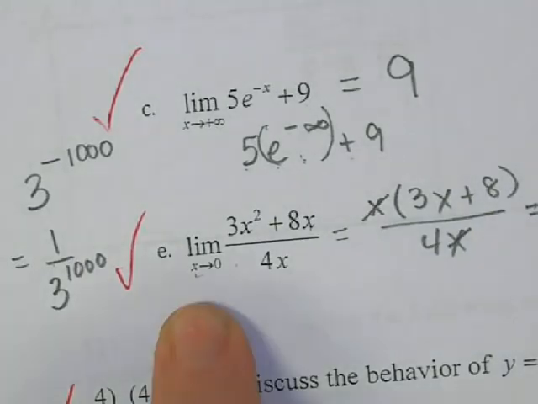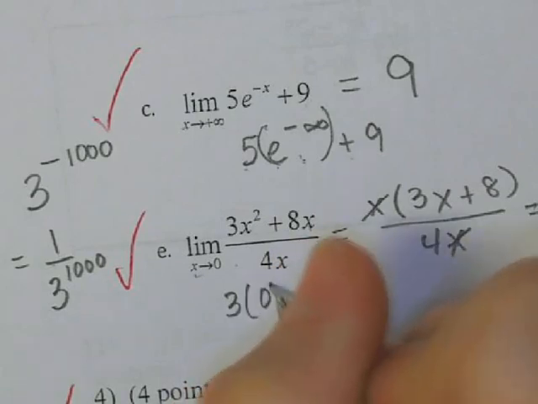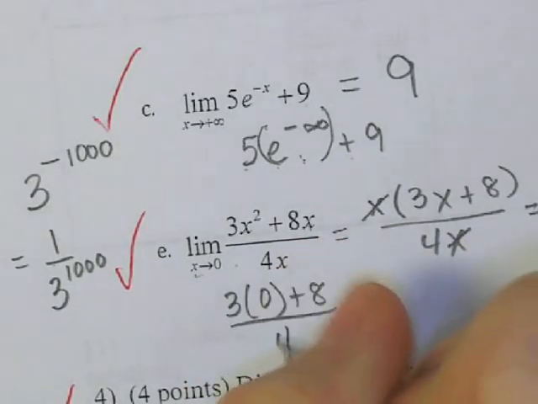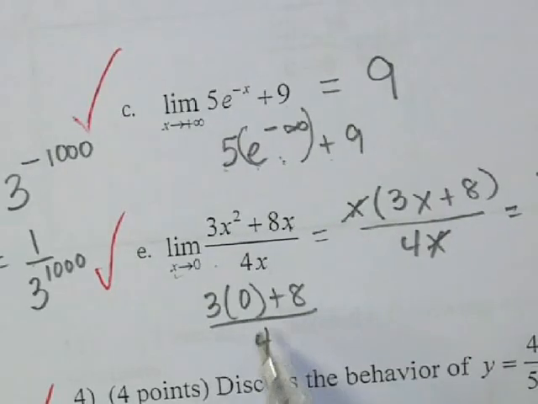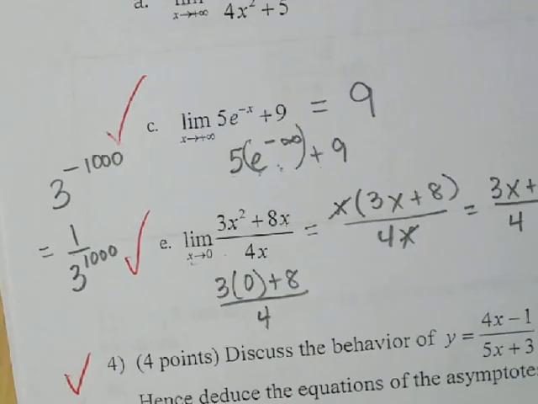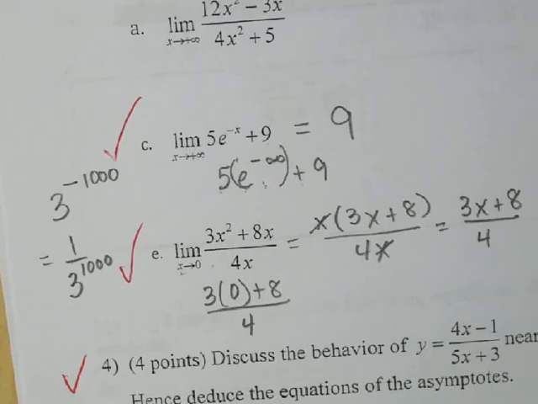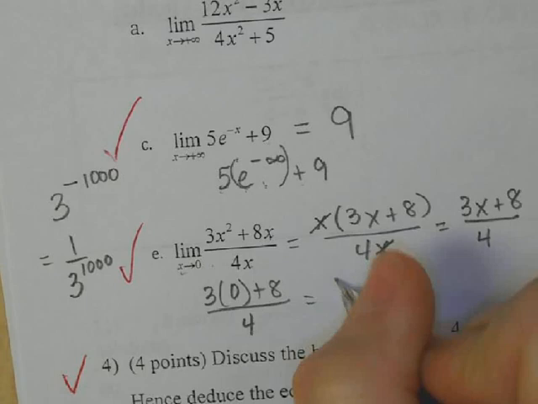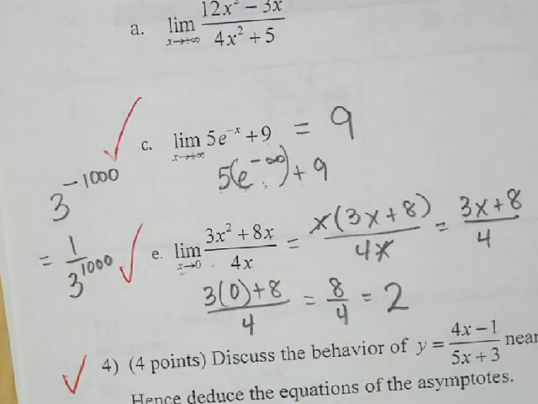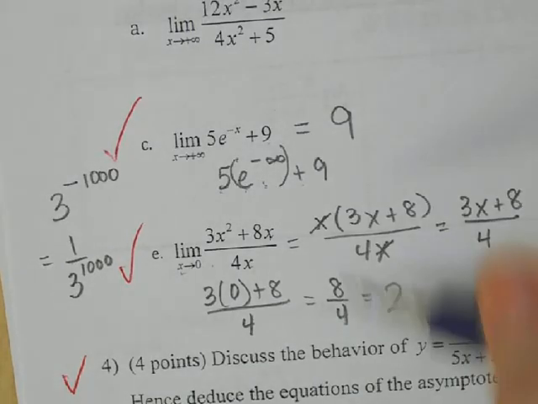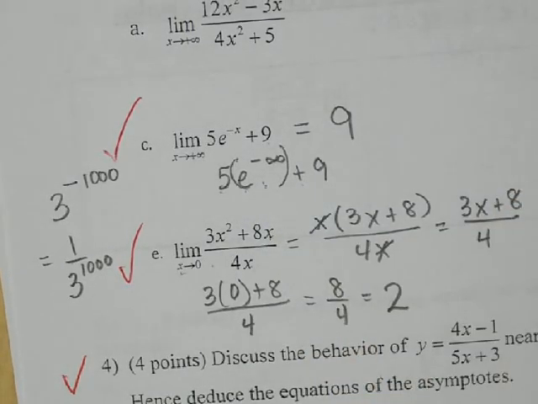Now I can substitute in my 0. So 3 times 0 plus 8 over 4. 3 times 0 is just 0. Oh, I just noticed I'm a little too zoomed in. Can't see what I wrote over there. Let's zoom out. There we go. So 3 times 0 is 0, plus 8 is 8. 8 over 4 is 2. So this one actually reduces down to 2, because I was able to factorize this before I substituted in my 0 for the x.